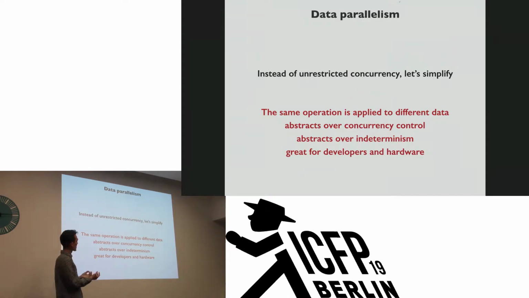So let's focus on this idea of data parallelism, a more restricted abstraction. In data parallelism, the idea is conceptually simple. Instead of having lots of threads, each doing their own thing, now we have a single conceptual thread of control. We're just applying the same operation to lots of data at the same time. So this is very easy on the human brain to understand. There's a single conceptual thread of control. So this abstracts over the need for concurrency control, and it abstracts over the non-determinism.